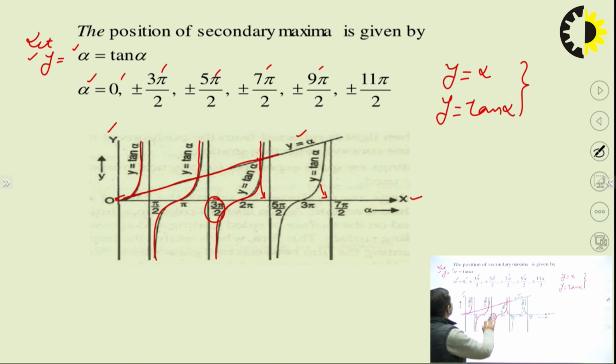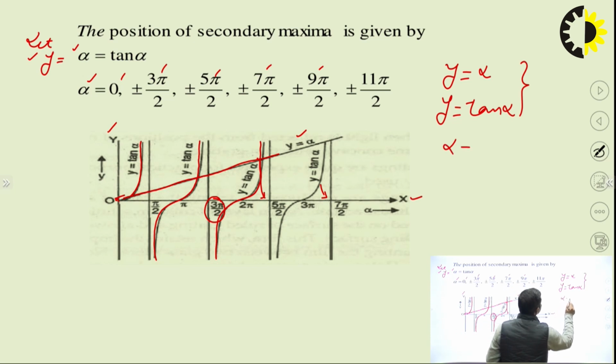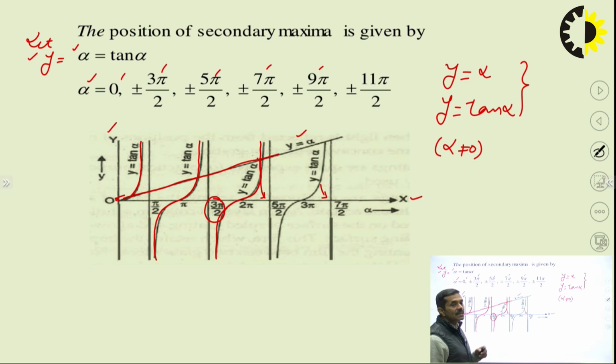So that means alpha equal to 0, plus minus 3 pi by 2, plus minus 5 pi by 2, plus minus 7 pi by 2, plus minus 9 pi by 2. These values give the condition for the secondary maxima. But for secondary maxima, alpha cannot be 0, because if alpha is 0, it gives again the condition for the central maximum. So for the first secondary maximum, alpha will be plus minus 3 pi by 2. For the second secondary maximum, alpha will be plus minus 5 pi by 2. For the third secondary maximum, alpha will be plus minus 7 pi by 2, and so on.